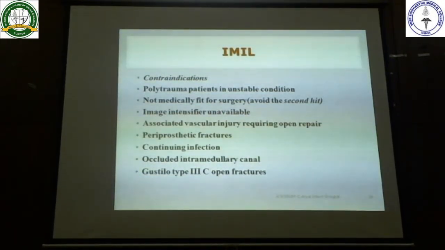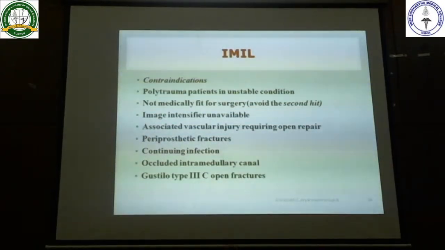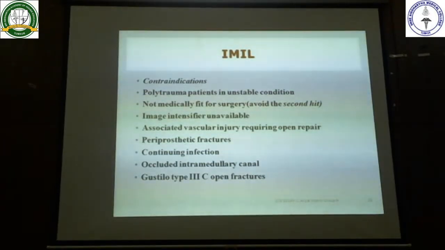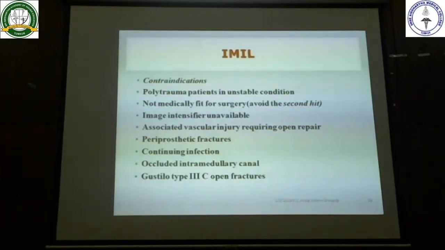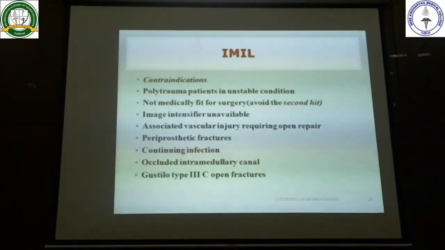Occluded intramedullary canal. Obviously, to pass an intramedullary nail, the medullary canal should be open and clear. So if due to some reason the intramedullary canal is occluded due to some obstruction or whatever it is, obviously you cannot go for IMIL. Gustilo type 3C, that is already mentioned. 3C is the worst, where you get vascular compromise, artery may be damaged, and all those things. In such cases also, it is not possible to do IMIL. So if these contraindications do not exist, you can very well go for IMIL. So those are the indications and contraindications.